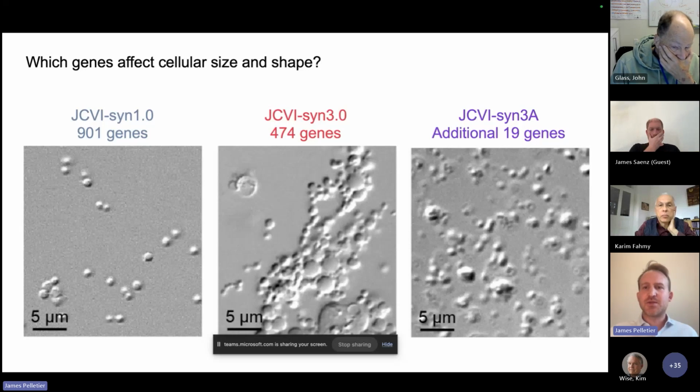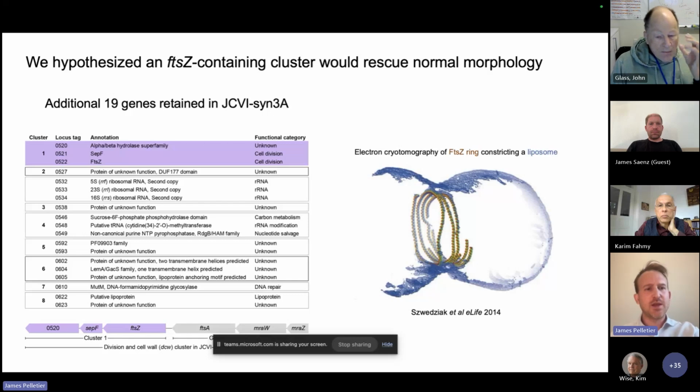JCVI-syn3A largely restored the normal cell division exhibited by wild types in 1.0, and retains an additional 19 genes. So a question was, which of these 19 genes are needed for the cells to divide? And the genes were organized in 8 clusters of adjacent genes that likely represent transcriptional units, as well as a second copy of the ribosomal RNA operon that wasn't needed for normal cell division.